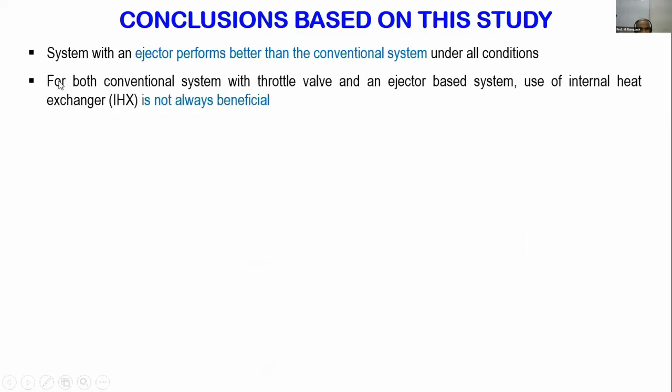Based on this particular study, where we compared the system performance for passive simultaneous cooling and heating of milk with and without ejector, we have seen that, quite naturally and as expected, the system with ejector performs better than the conventional system under all conditions. A very important observation is that the intermediate heat exchanger is not always beneficial. So one has to assess, depending upon the operating condition and whether we are using an ejector or not, whether it is really required, where to keep it, and what its effectiveness can be.